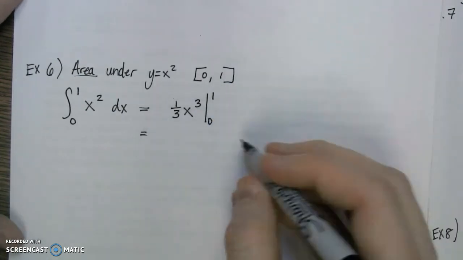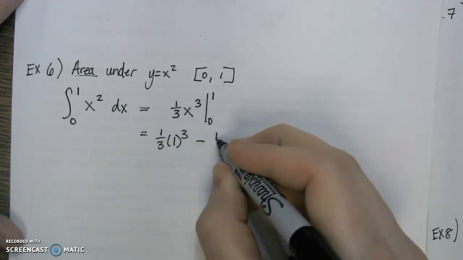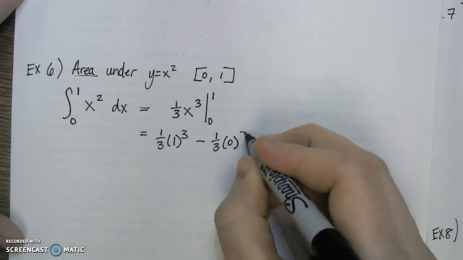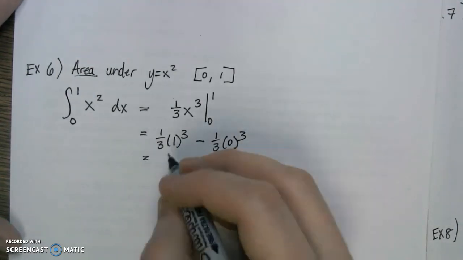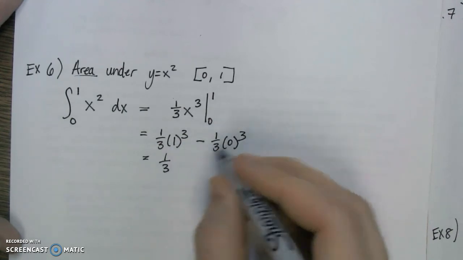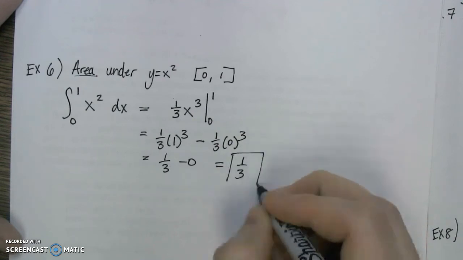So we plug in 1, and then we plug in 0. And here we get 1 cubed is 1, times 1/3 is 1/3. And then here we get 0. And so we're getting an area of 1/3 for that.